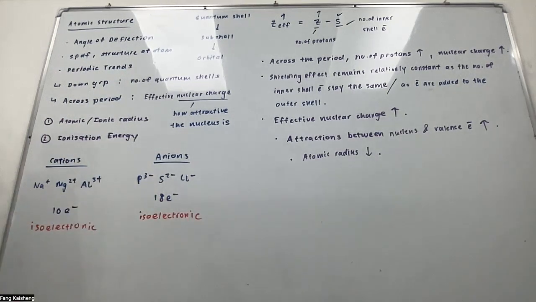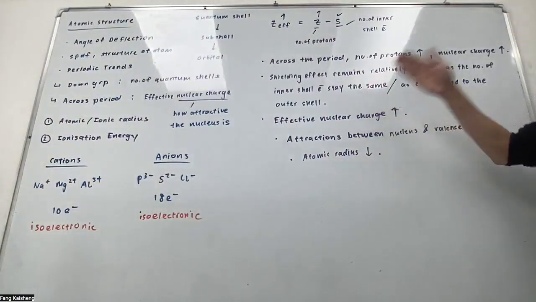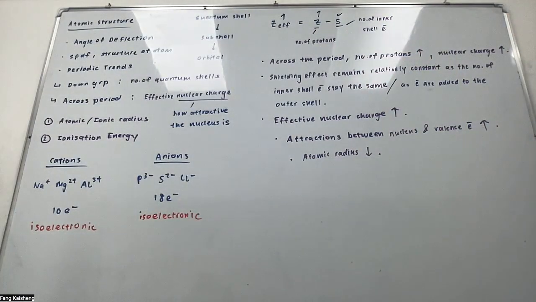Because same number of electrons, inner, outer, all same. So the shielding effect is confirmed the same as well. So you see, first point and second point are exactly the same. You can pretty much just copy and paste. It is a recycled explanation.